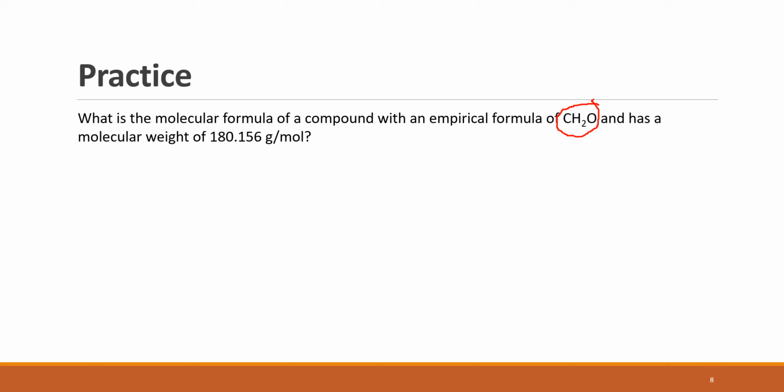We will need to use this formula to figure out the molar mass of the empirical formula, because that's what we need for part of our equation. Now they gave us the molecular weight of the compound as a whole. That's the part that goes in the numerator. So we have all the information we need. We just need to go through the steps.